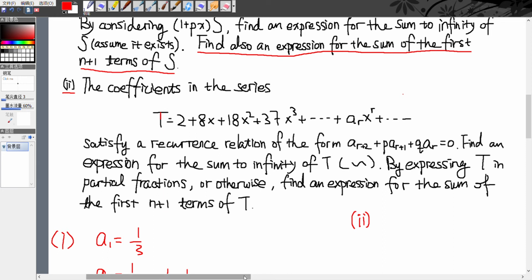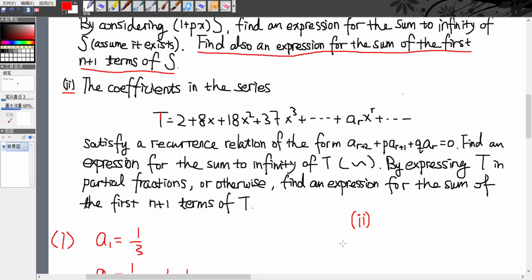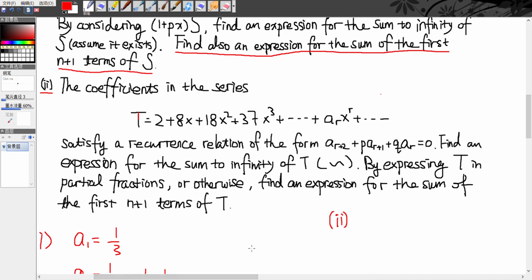So finding, sorry, I think maybe I missed something. Oh no, I didn't miss anything. So the coefficients in the series satisfy a recurrence relation of the form a r plus 2 plus p a r plus 1 plus q a r equals 0. So find an expression for the sum to infinity of t. Assume it exists, because I'm too lazy to write these three vocabularies.